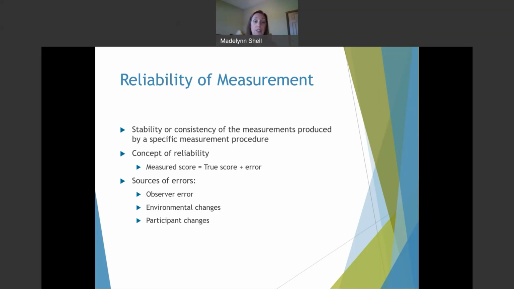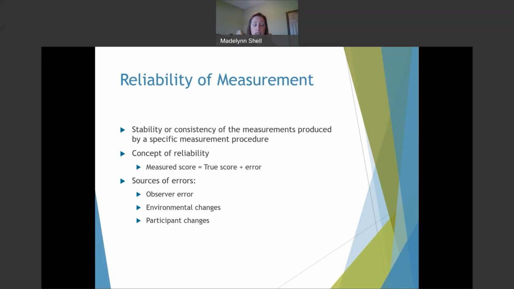But there are several sources of error. One might be observer error. The individual who's making the measurements can introduce human error, especially if we're doing observational research, which we'll talk about a little more later in the semester. There's also the possibility of environmental changes. It's difficult to obtain exactly identical circumstances. Things like the temperature of the room, the research assistant who's running the test, have the potential to change responses. And then finally, there's the potential for participant changes to lead to error.